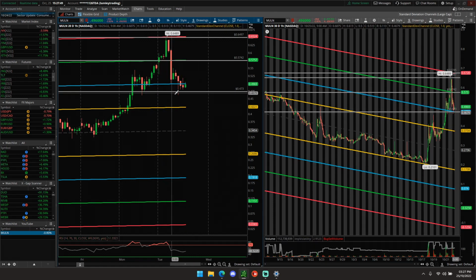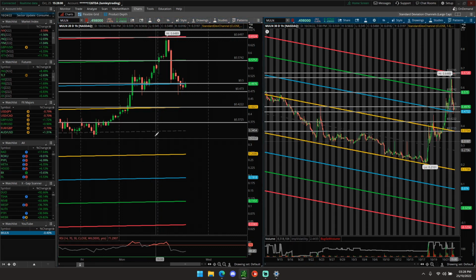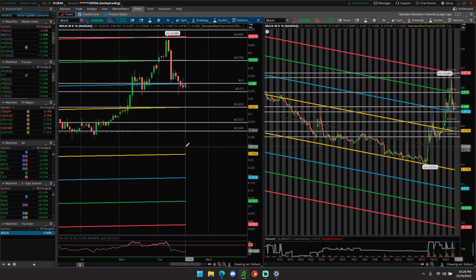So 47 cents has been hit. You can see already a bit of a bounce off this level, but we are struggling on that second deviation at 50 cents. But if we do continue lower, we are then also looking at 42 cents, 37 cents, and really 35 cents as a final level that we'll pay attention to.